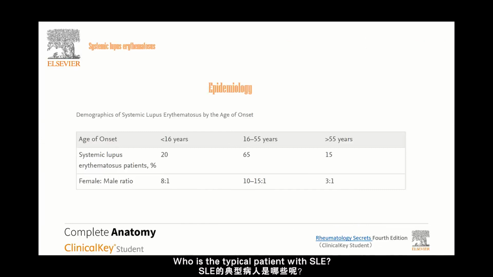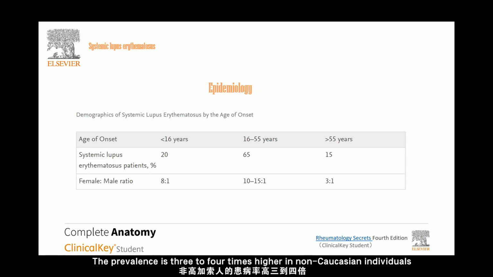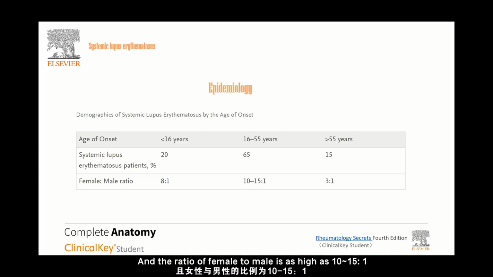Who is a typical patient with SLE? The typical patient is a female of age range 15 to 45 years, suggesting that sex hormones influence the probability of developing or expressing SLE. The prevalence is 3 to 4 times higher in non-Caucasian individuals: African American, Asian, and Hispanic. From the table, we can find the females aged 16 to 55 accounted for 65%, and the ratio of female to male is as high as 10 to 15 to 1.